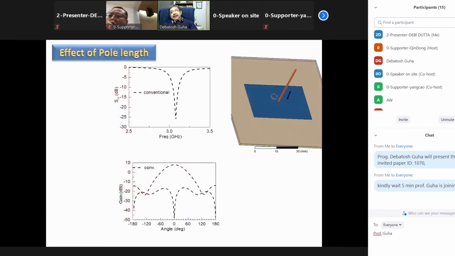But the question is, so far we have considered, always we are using lambda by 4. What happens if we change the length? You look at very carefully.